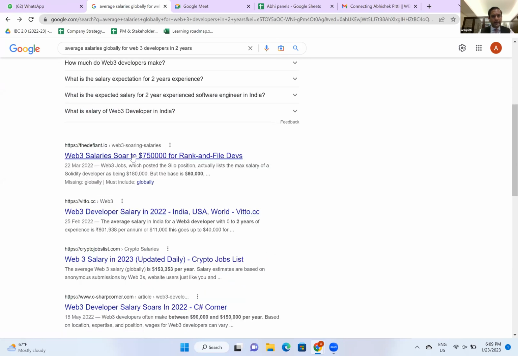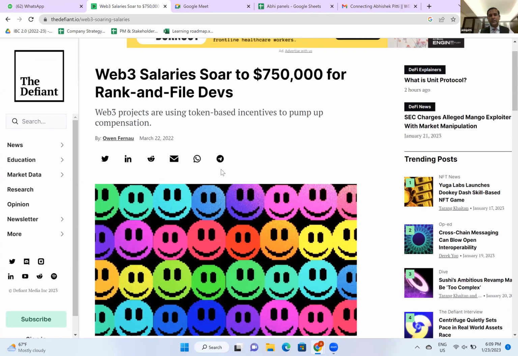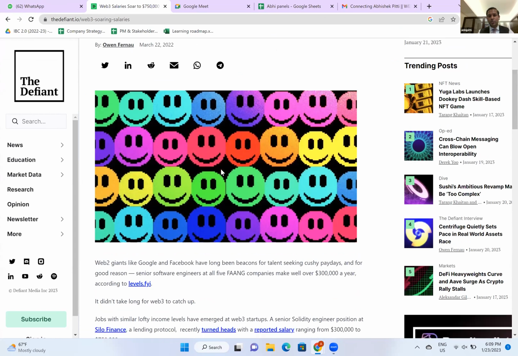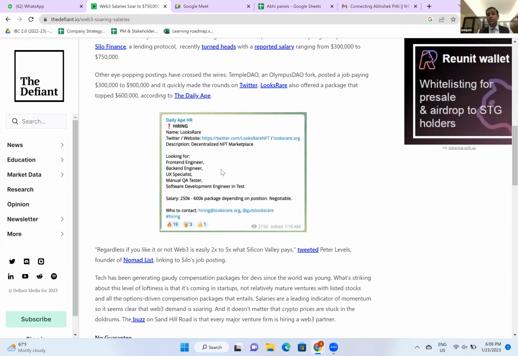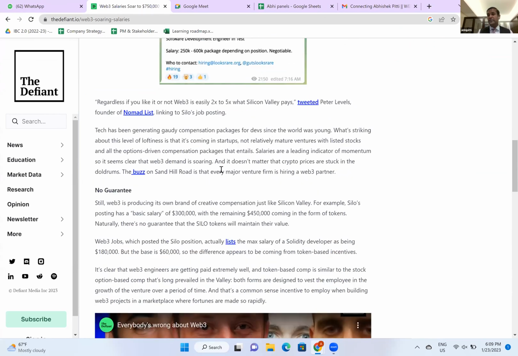I'm just going to show some of these numbers. Look at this, Web3 salary soared to 750,000 for rank and file devs. I know 6 months back, good developers with around 4 to 5 years of experience were getting paid $500,000 globally. Basic salaries, with the remaining 450,000 coming in the form of tokens. There is an additional bonus in Web3 that comes in the form of tokens. But look at this, your cash salary component is $300,000 and the remaining is 415 tokens.